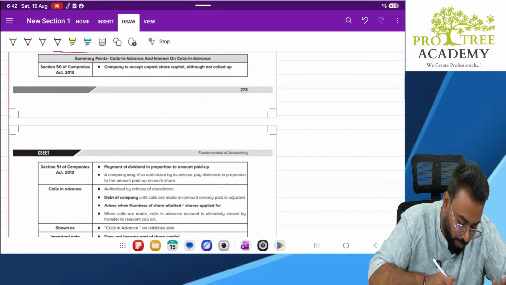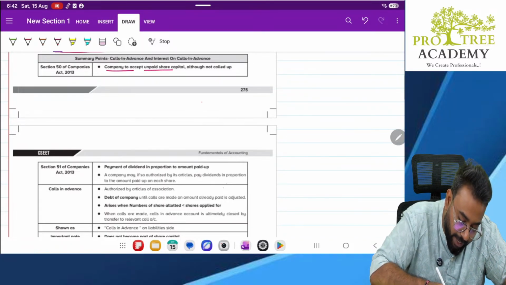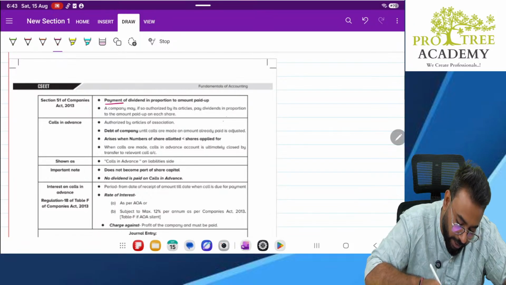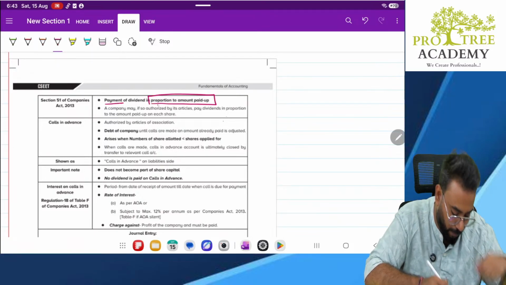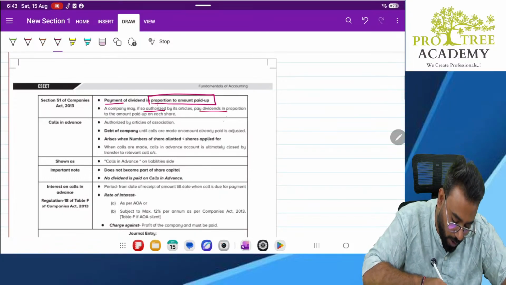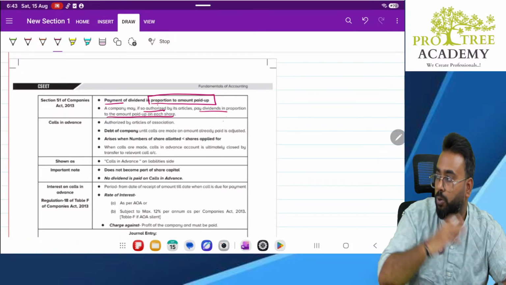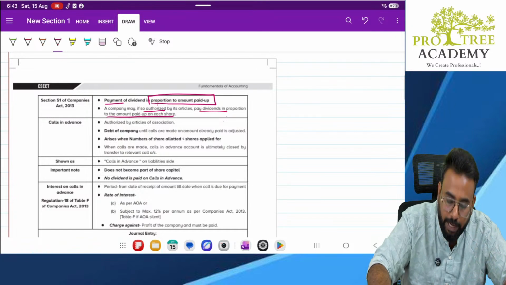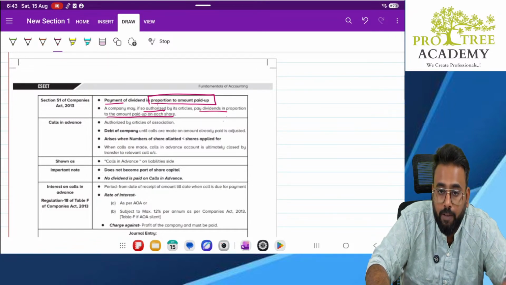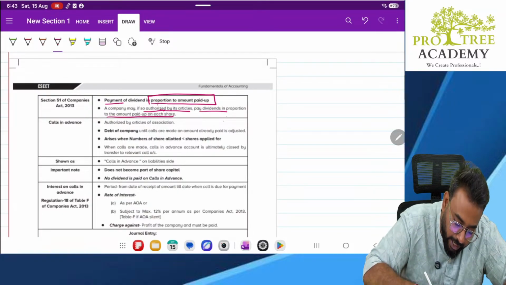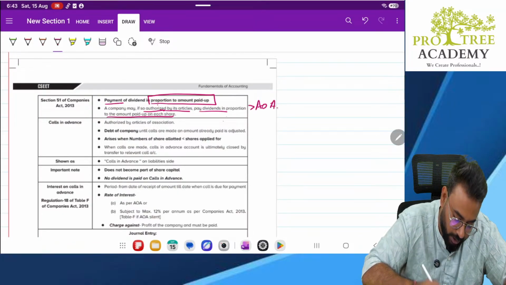So they are just given a summary table. Company to accept unpaid share capital, although not called up capital. Payment of dividend in proportion to amount paid up. A company may, if authorized by its articles, pay dividends in proportion to the amount paid up on each share. So usually the dividend should be announced on fully paid up shares. If the company wants to pay even on partly paid up shares, they can do it, but it should be authorized by the articles of association.